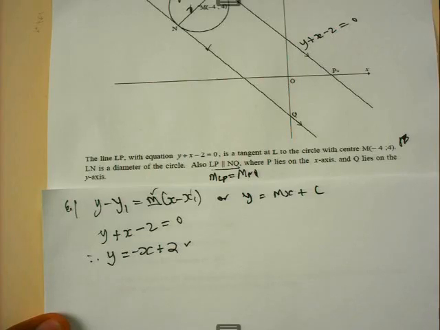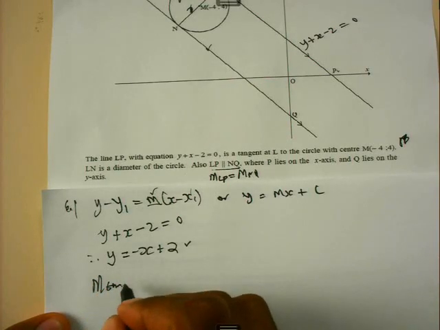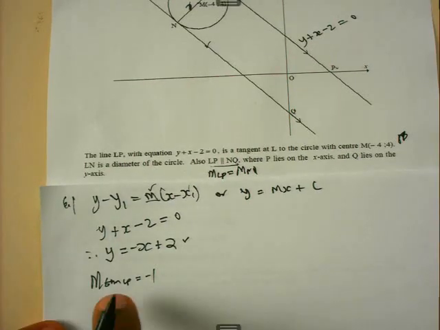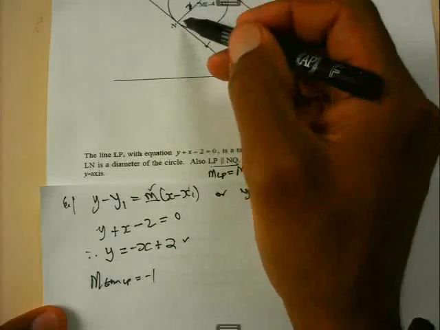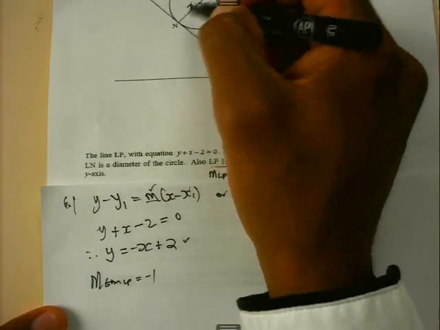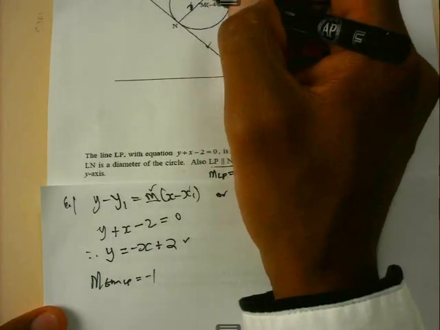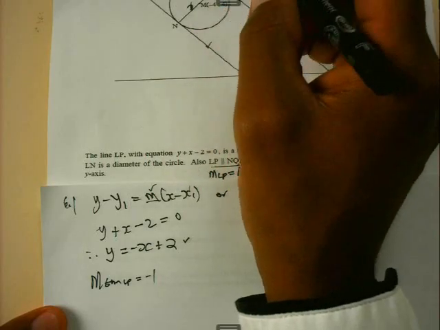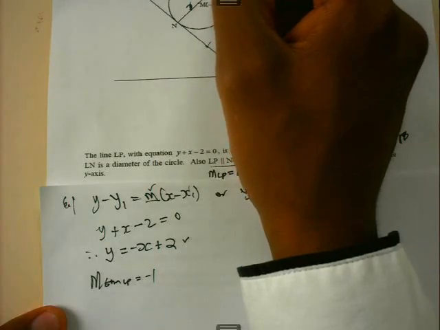Then immediately from here I can see that the gradient of the tangent LP is equals to -1. If the gradient of the tangent LP is equals to -1, what is the gradient of the radius? What is the gradient of the diameter? Remember, if this is the diameter and I divide it into 2, we're going to have R1 on this side, R2 on this side, so that when we add the 2, they give us the diameter. Right, now, if we have to find the gradient of the radius, what is it that we are going to do?